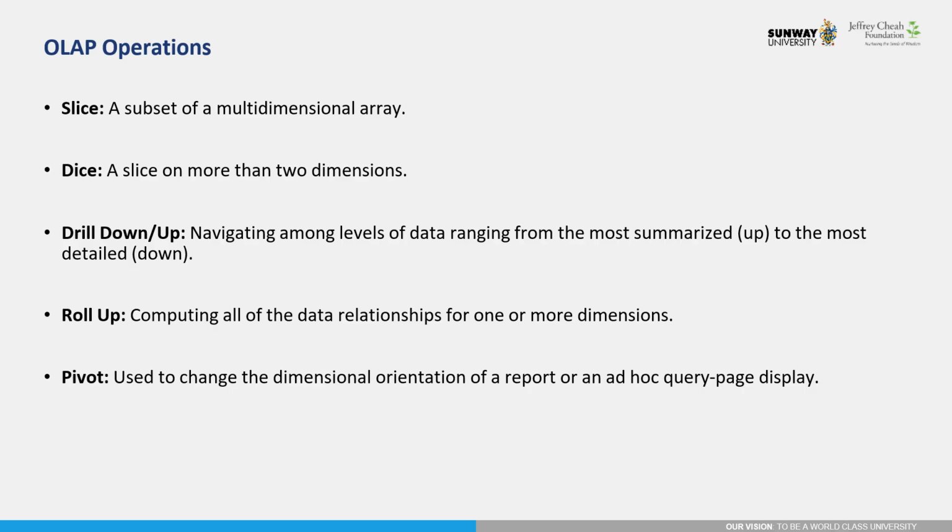Roll up we use when capturing all the data relation for one or more dimension. Pivot we use when we have data in different tables, different queries, and a different reporting format.